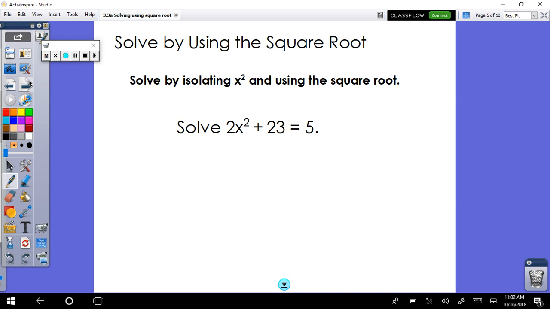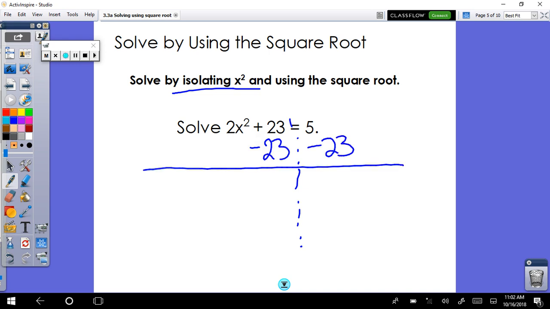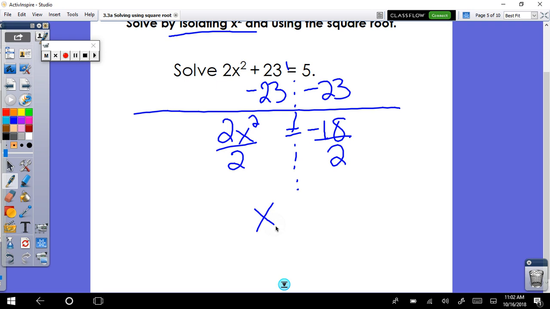First thing you need to do is isolate the x squared. So if I'm going to solve this equation, I'm going to start by subtracting 23 on both sides, using inverse operation, since it was plus 23. So on the left I have the 2x squared, and then 5 minus 23 will be negative 18. Continue by isolating. This is 2 times x squared, so divide by 2 on both sides. So x squared equals negative 9.